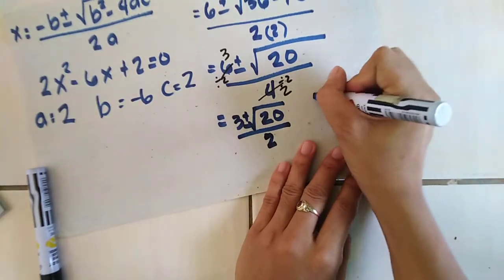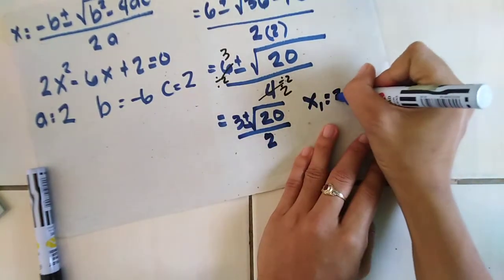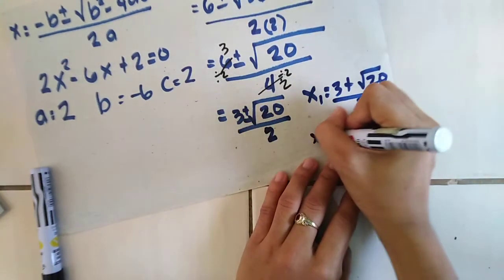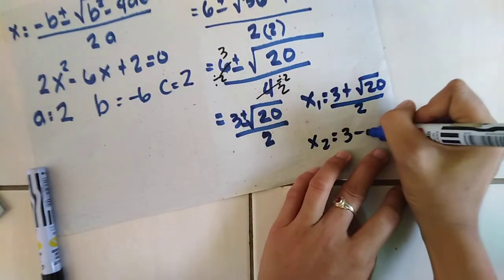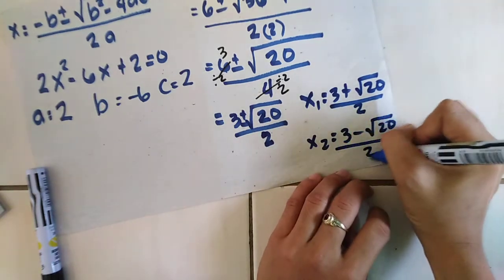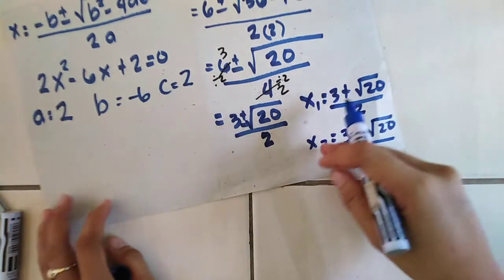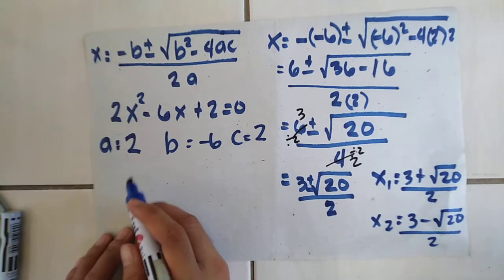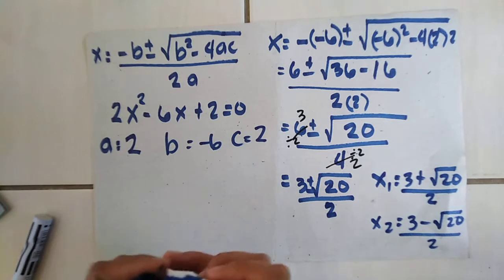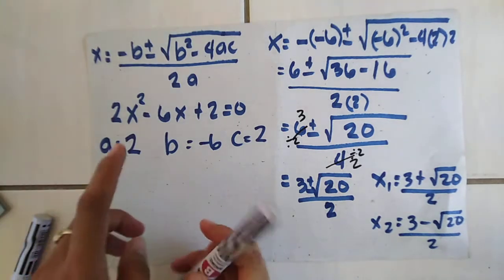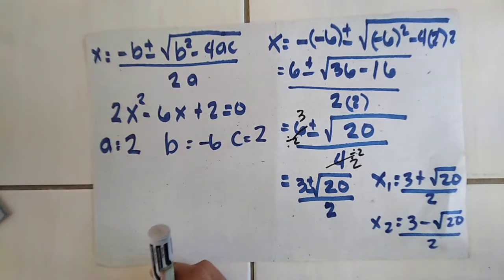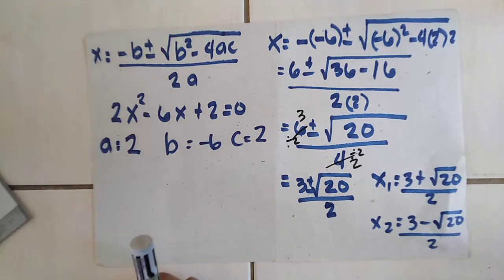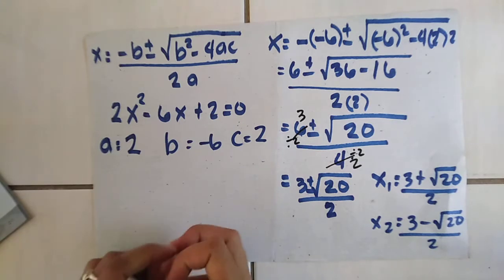So our x sub 1 is 3 plus the square root of 20 over 2, and x sub 2 equals 3 minus the square root of 20 over 2. Got it? These are possible roots that make the equation equal to 0. What were the numbers we used earlier as possible roots that made it equal to 0? We have 1, right?